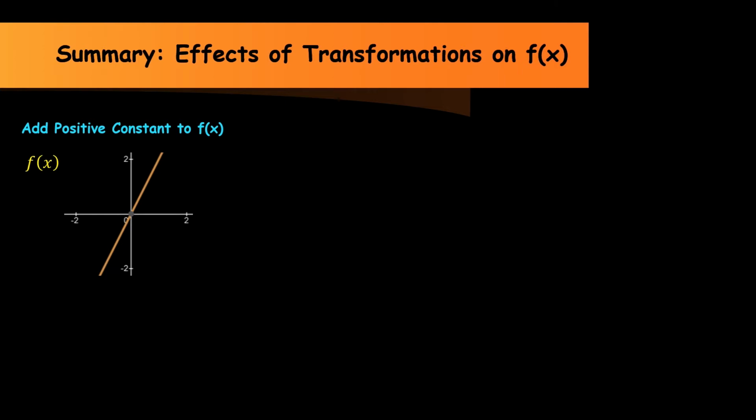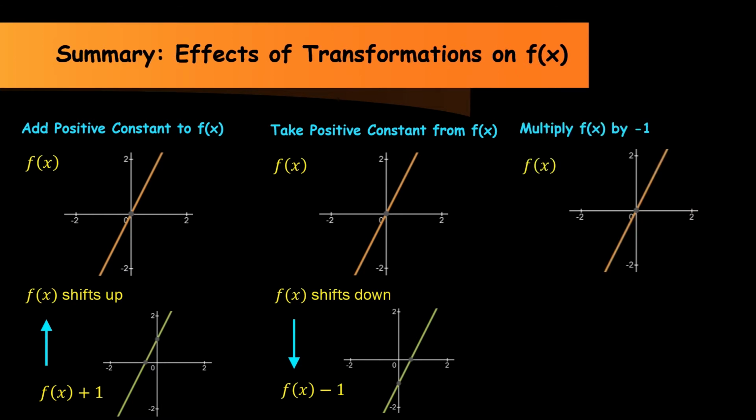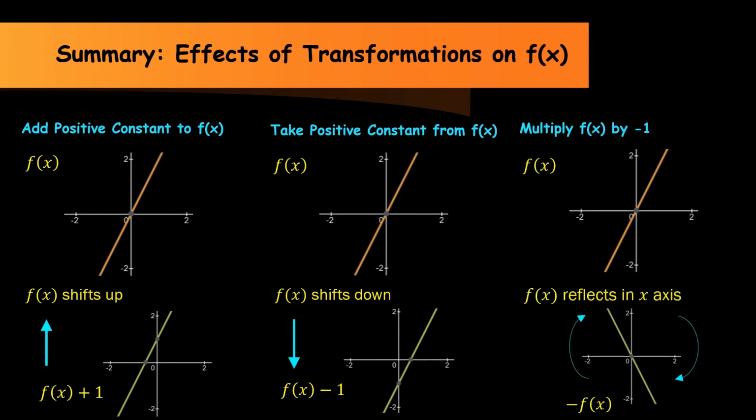What happens when we add a positive constant to f of x? f of x shifts up. And if we take a positive constant from f of x, it shifts down. And how about if we multiply f of x by -1? f of x reflects in the x-axis.